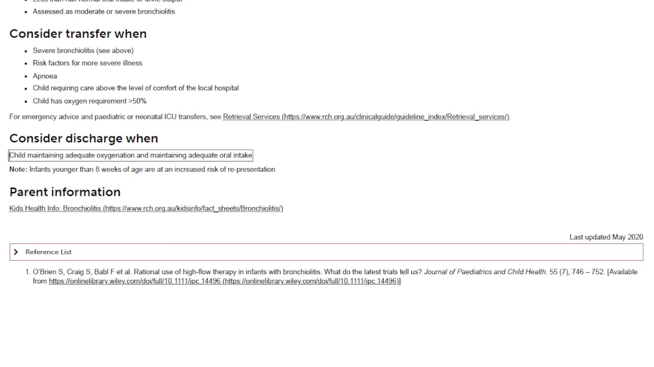Consider discharge when child is maintaining adequate oxygenation and maintaining adequate oral intake. Note: infants younger than 8 weeks of age are at an increased risk of representation.